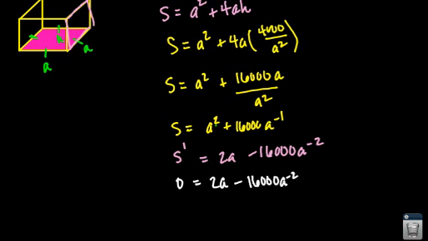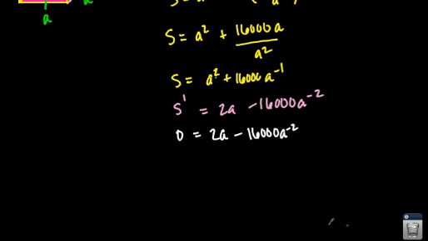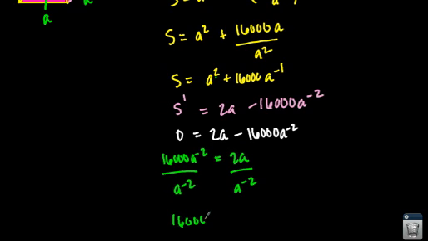So one of the ways we could do this without factoring is we could add 16,000 A to the negative 2 to both sides. Okay, and then we could divide by A to the negative 2, so we have all the A's on one side. So we end up with 16,000 A to the negative 2 equals 2. And then if you remember again, our quotient property says 1 minus negative 2. That gives us A cubed.